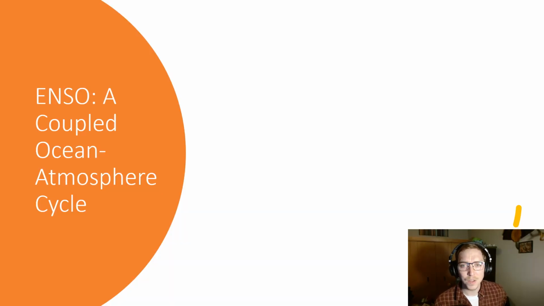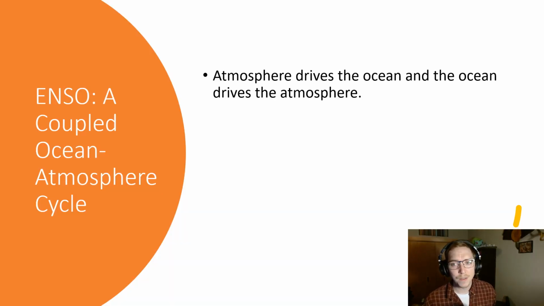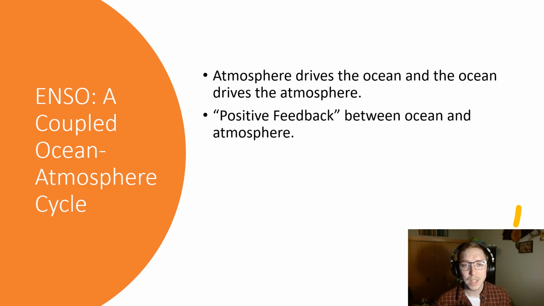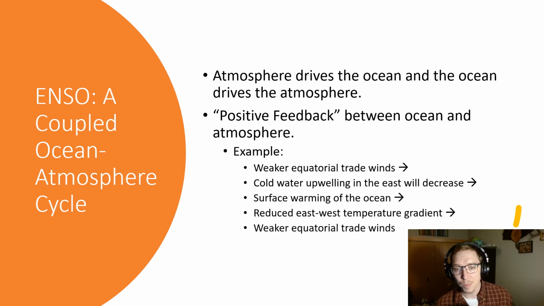So if we look at the ENSO events, the atmosphere drives the ocean and the ocean drives the atmosphere. We've talked about this in the last number of videos. It gives us a positive feedback between the ocean and atmosphere. Example, weaker equatorial trade winds lead to less cold water upwelling in the east. That'll decrease, leading to surface warming of the ocean, which leads to reduced east-to-west temperature gradients, which can lead to weaker equatorial trade winds, etc. You can get the idea. It's a positive feedback loop. It's a connected system. What happens in one impacts the other.